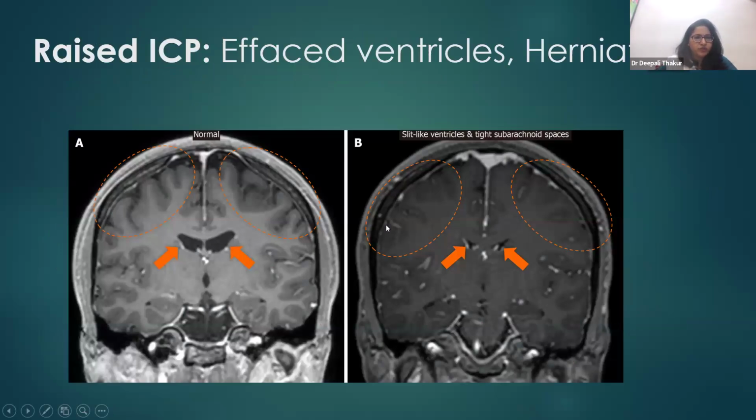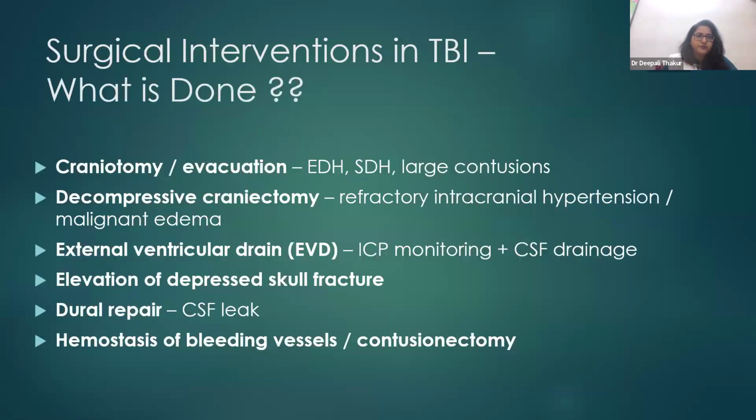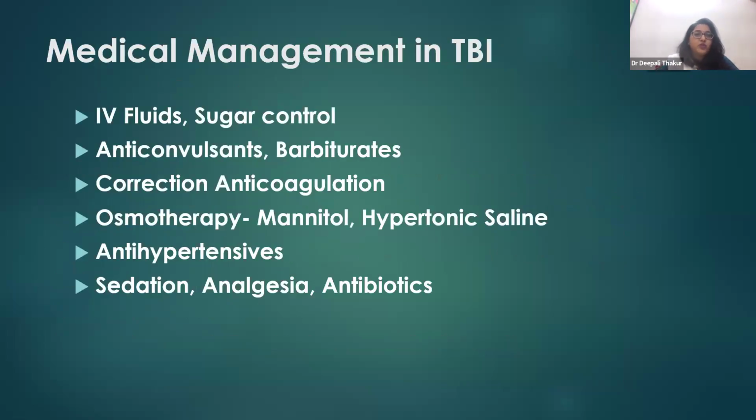So this is a CT showing normal brain and raised ICP. Normal brain, these are the ventricles, these are the sulci gyri, you can see properly. And in edematous brain with signs of herniation, the ventricles will be compromised, will be compressed, they will be slit-like, and you will not be able to see the differentiation of the sulci and gyri. So there will be diffuse cerebral edema, right? So what all are the interventions which are routinely done for these patients? The craniotomies, evacuations, decompression craniotomy, EVDs can be inserted, and elevation of depressed skull fractures, dural repairs, all these things are done.